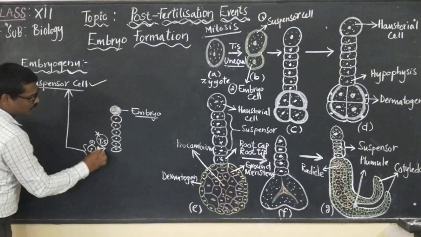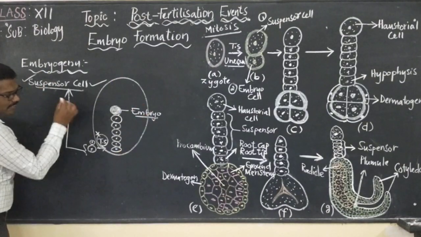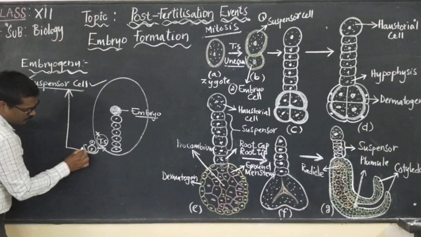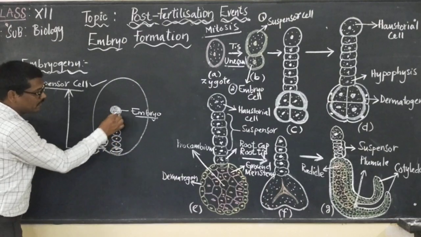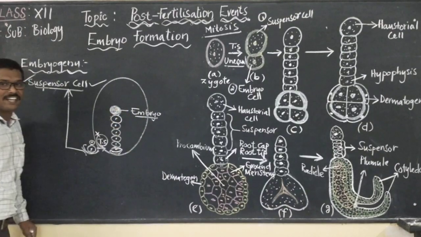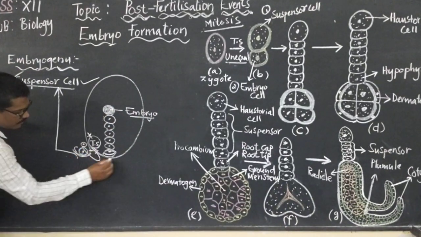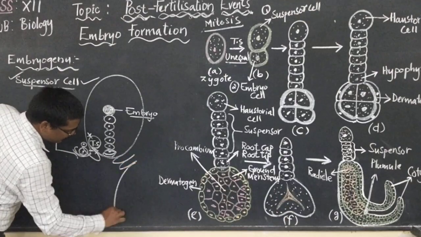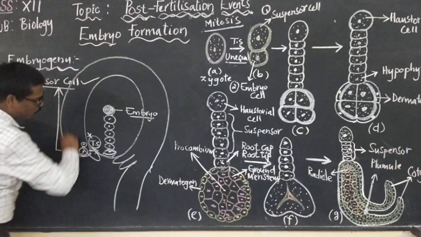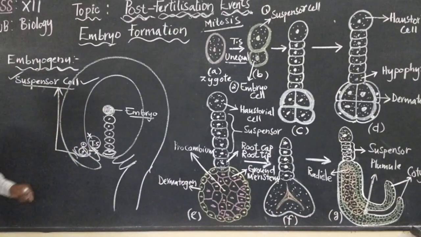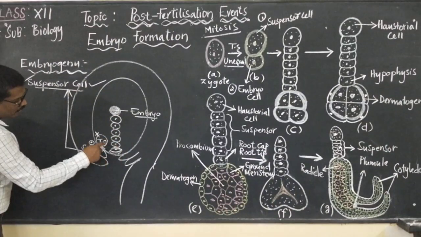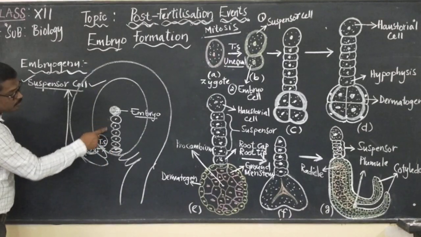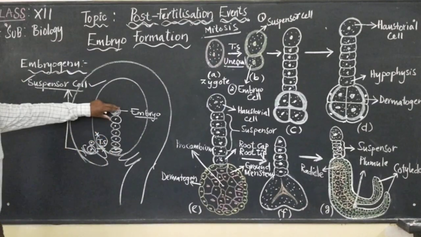So here we can say this is the embryo sac, and we started from here. This is the suspensor cell, which has undergone transverse division and pushed the embryo towards the center. Here we are saying that this is the embryo. This is how it is formed. This is the ovule. Now the suspensor has divided into many cells, pushing the embryo towards the center.